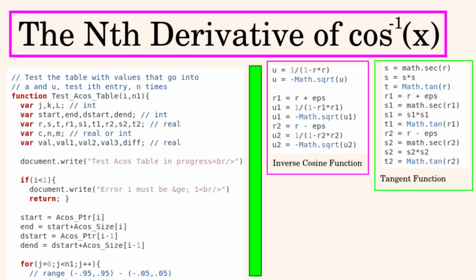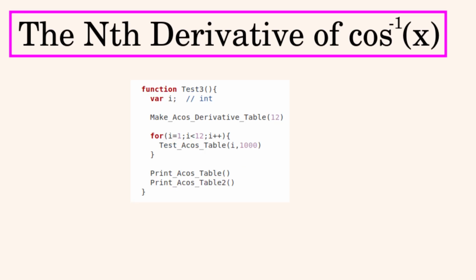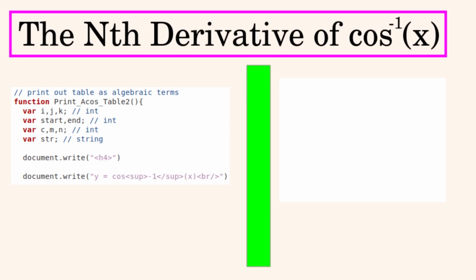So this is the main difference in the testing function. We're working with different variables, but we're setting them to be different values when we're testing them. And this is the main program where we create the table, print it out and test it. And this is the function used to print out the table.